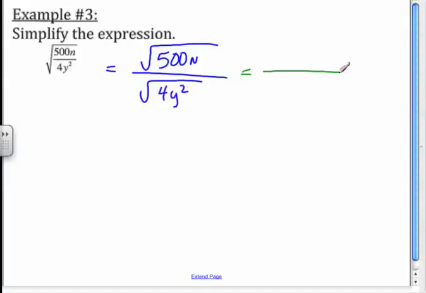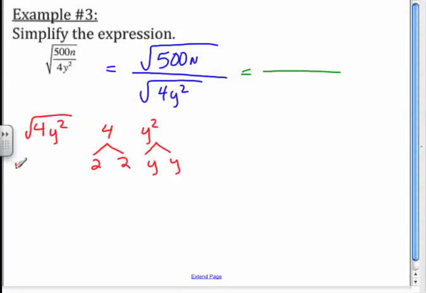I think I'm going to start with the denominator. No special reason, but I'm just going to. All right? And remember, this is 4y squared, right? It's the square root of that. So I need to take the 4 and break it down into 2 times 2. And I need to take the y squared and break it down into y times y. So I've got the square root of 2 times the square root of 2 times the square root of y times the square root of y. Okay? I've got a pair here, that's 2, and a pair here, that's y.